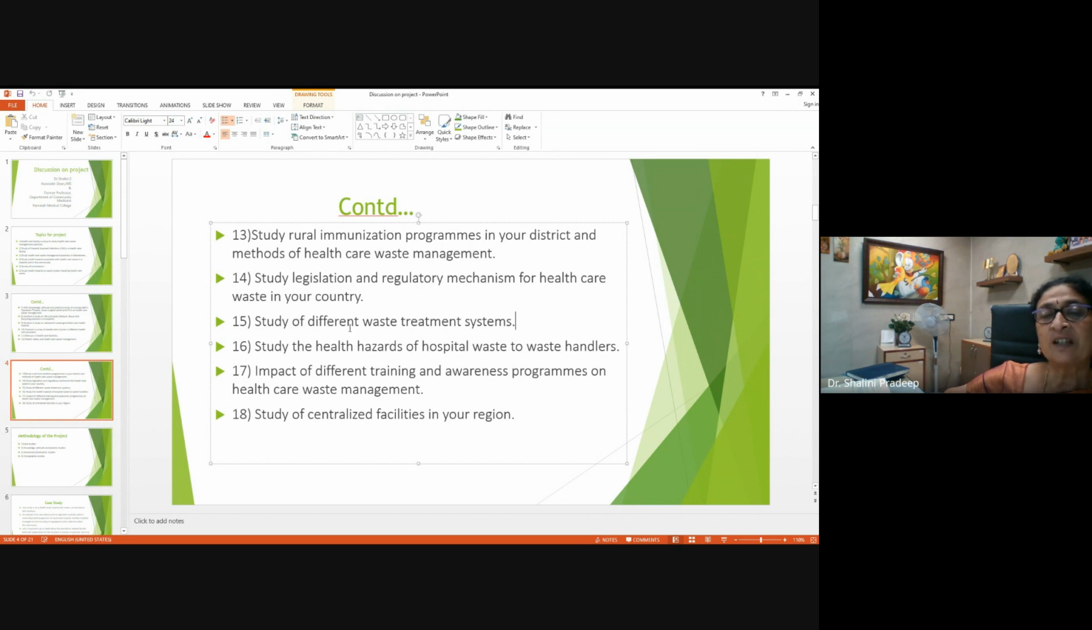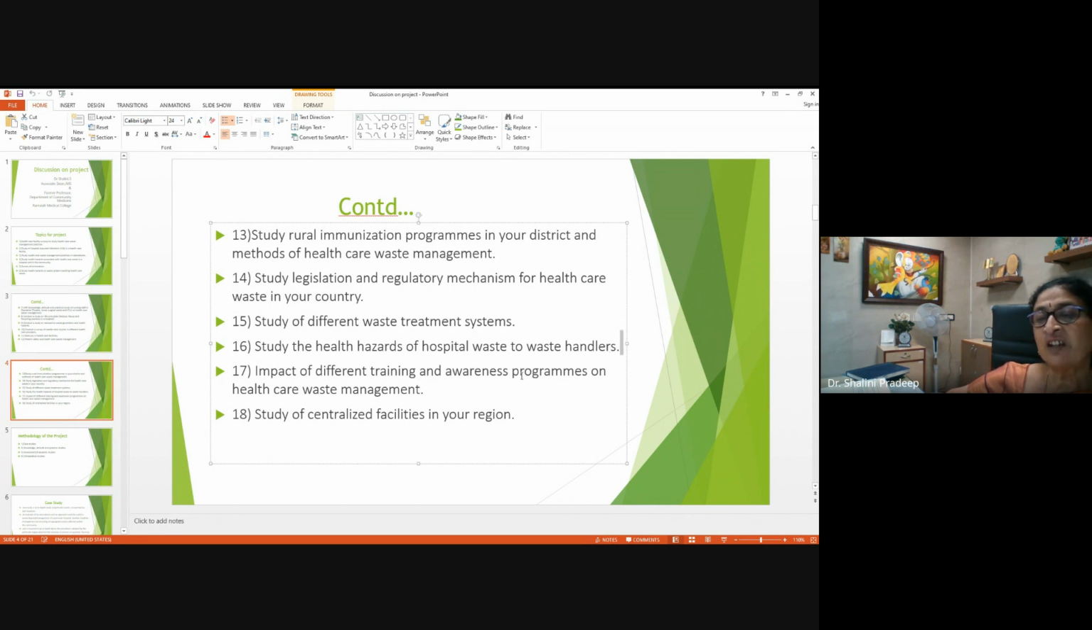Study the health hazards of hospital waste to waste handlers within the hospital. You can think of that. Here the sample size may be less. So you can think of at least 3 to 4 hospitals and find out what are the health hazards of these, whether annual health checkup is done for these people, whether the records are maintained. So this is what you can see by studying various hospitals. Here you need at least 3 to 4 hospitals to get the requisite sample size.